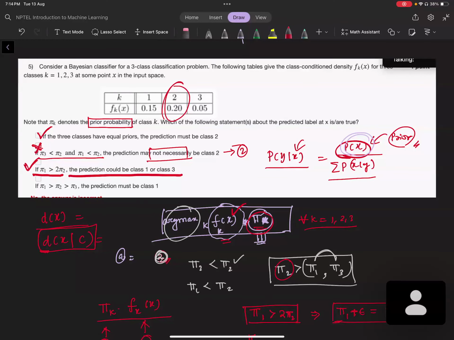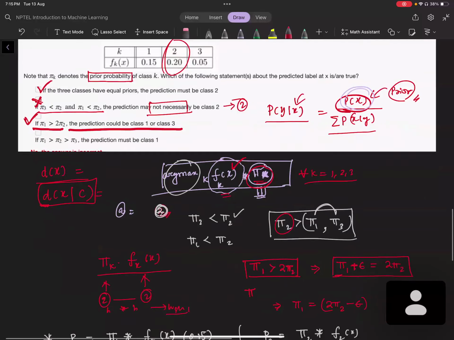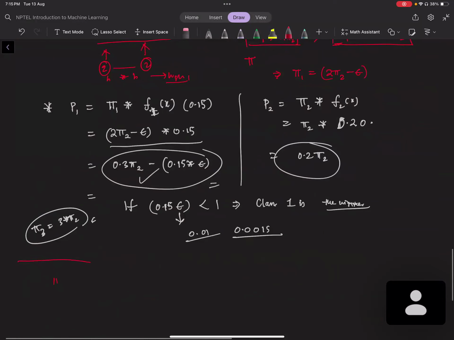And the last is, if pi 1 is greater than pi 2, which is greater than pi 3, the prediction must be class 1. The answer is no here, because if pi 1 is more than pi 2 and pi 3, it might be by very little. If I just say that pi 1 is equal to pi 2 plus a very small epsilon, there can be a very negligible difference between pi 2 and pi 1. It can be as close to 0.